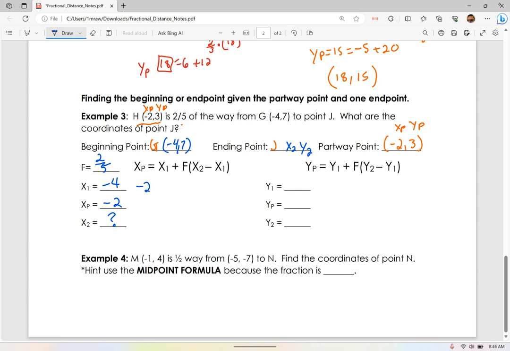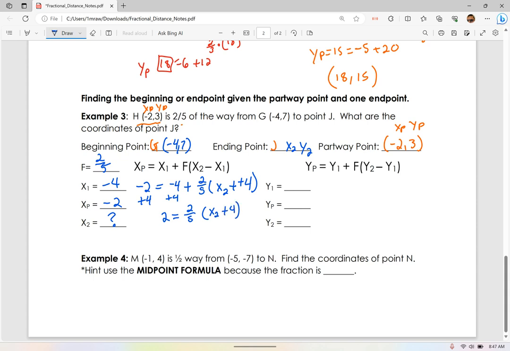Xp is -2 equals x1, which is -4, plus our fraction, which is 2/5, times x2 minus x1. So x2, we don't know, so we'll leave that as our variable, minus x1, which is -4. So since it's -4, we're going to change that to a +4 because it's plus minus -4. We change that to a +4, right? Okay, so best thing is to add this 4 to both sides. You have 2 equals 2/5 times x2 plus 4.